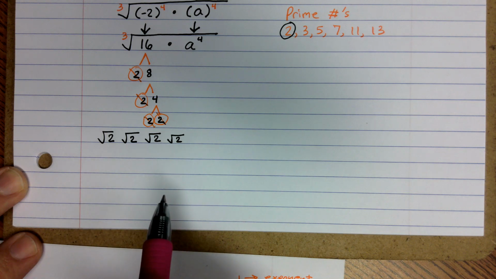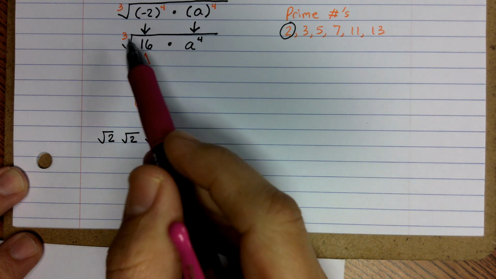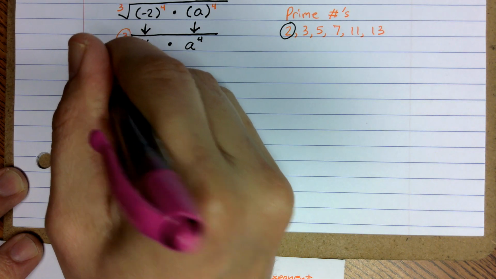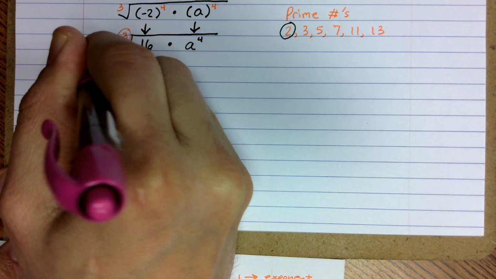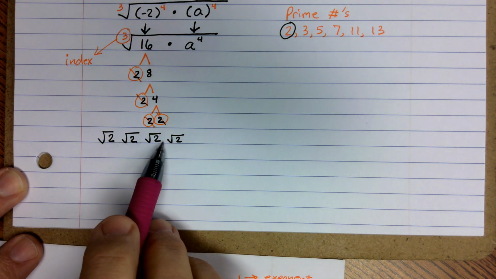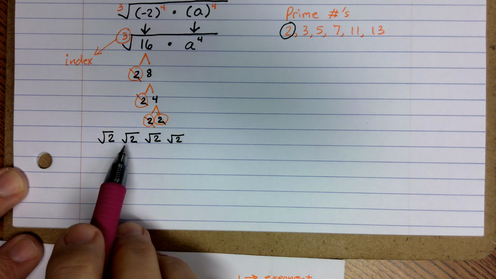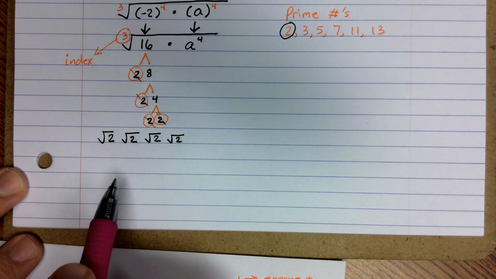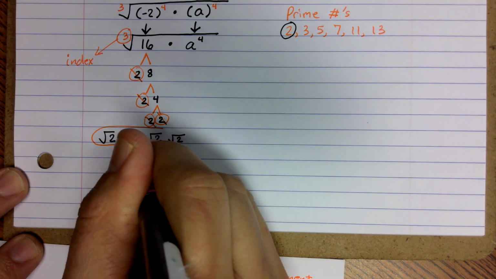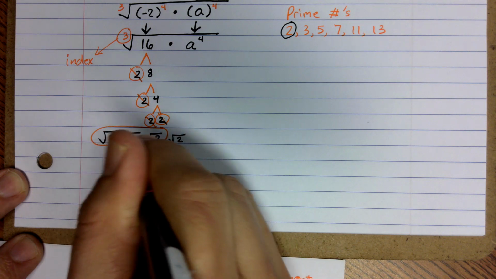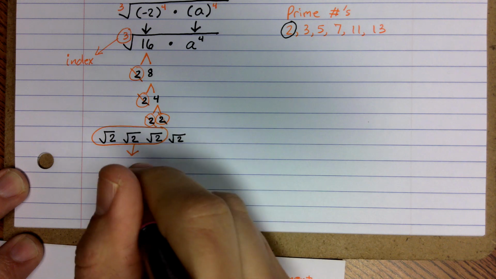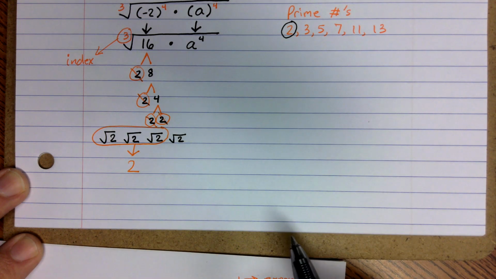And why this is beneficial is because we can go ahead and look at our index, and notice I'm going to circle the index. The index was 3. And what that tells me is, for every 3 radicals that are the same value, I can simply convert them to the radicand. In other words, since our index is 3, I'm going to circle 3 of these square roots of 2 that are being multiplied together, and they simply become the radicand, which is the number on the inside. In other words, they become 2.